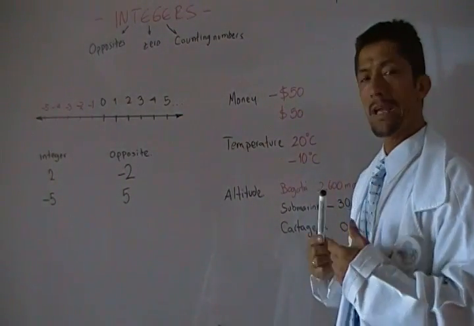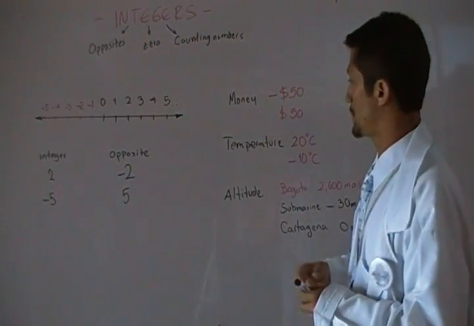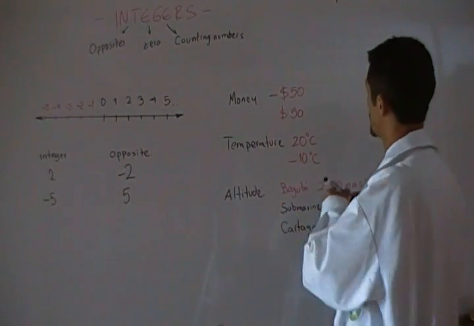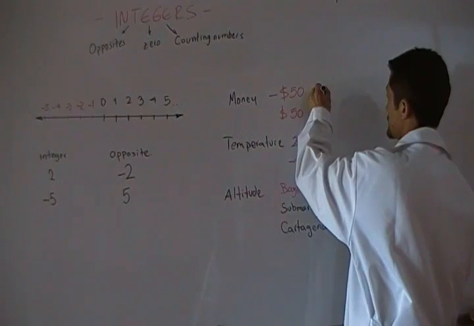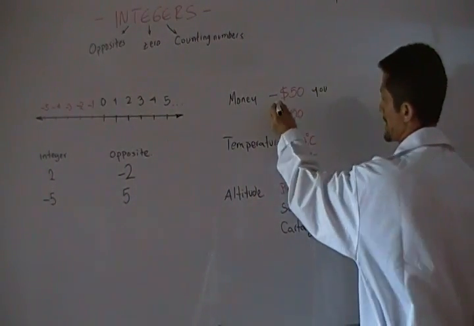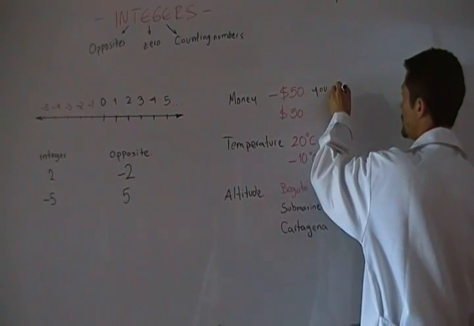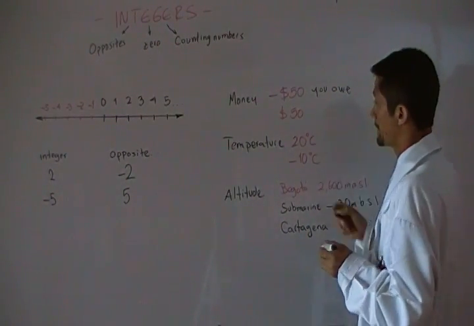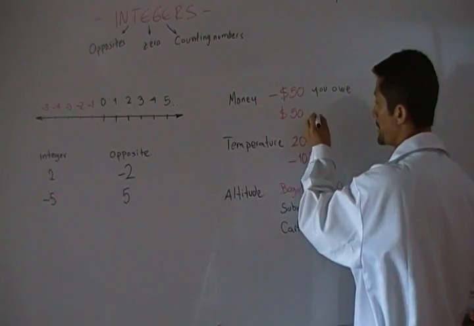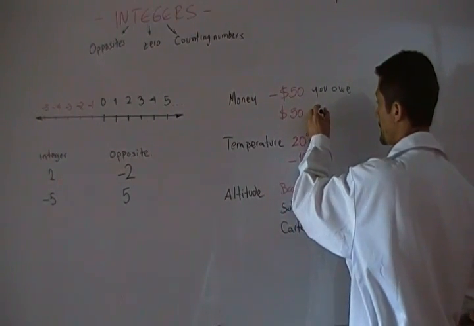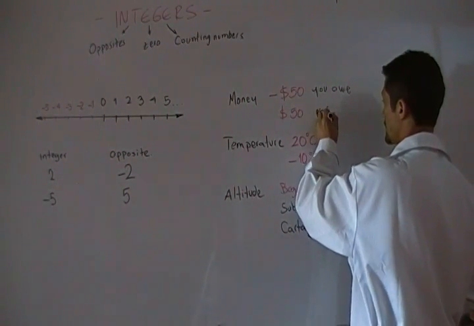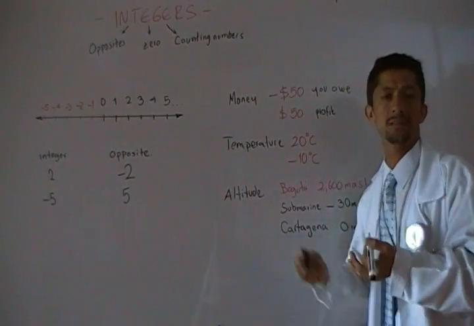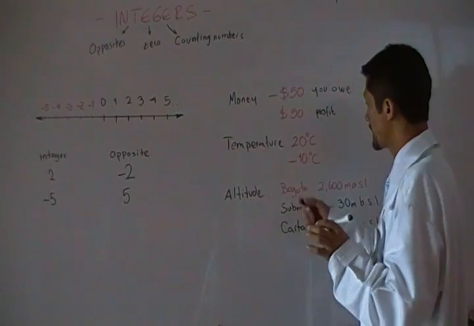In some real-life situations, we can use integers. For example, if you owe money to the bank, you can write that situation as -$50. So you owe money. You don't have that money in your pocket. If the quantity is, for example, $50, that's a profit. That's money in your favor, or that's money you have at this moment in your pocket.